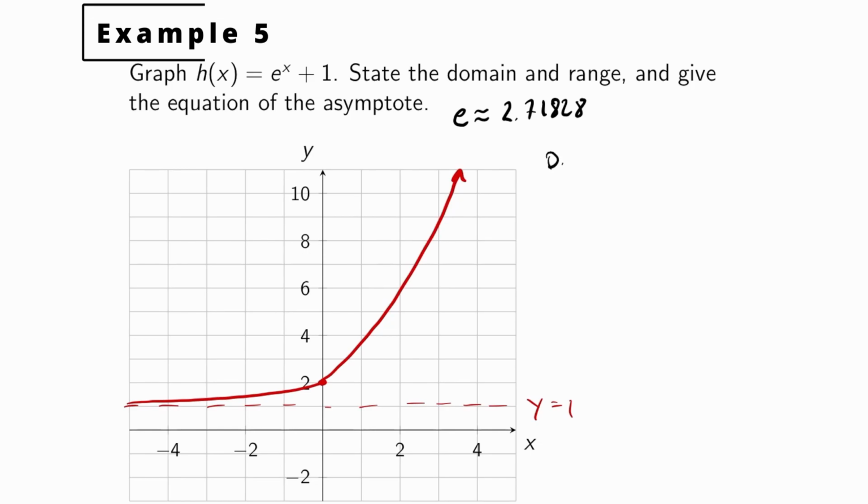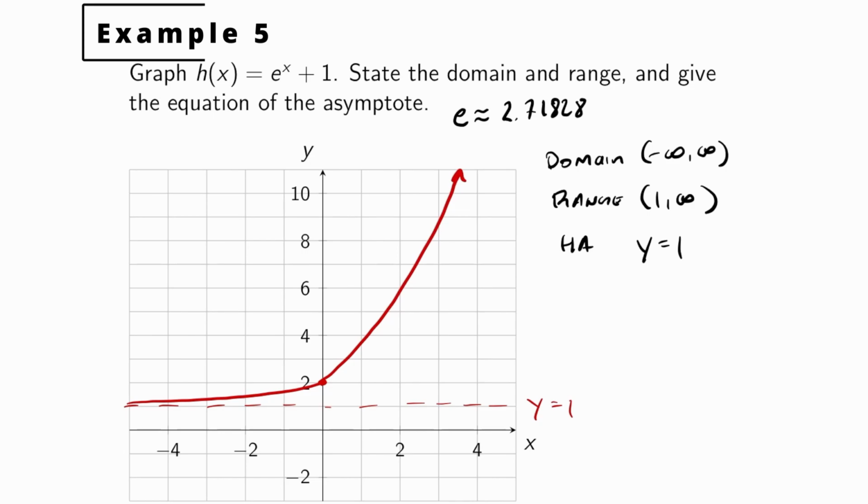So let's go over the domain here. The domain, like I said before, for all of these problems, is the same. It's just all real numbers, or -infinity to infinity. And the range, so the smallest it can be, it can't be 1, but it can be any number that's larger than 1. So it's going to be just 1 to infinity. And as we already mentioned, the horizontal asymptote is y equals 1.